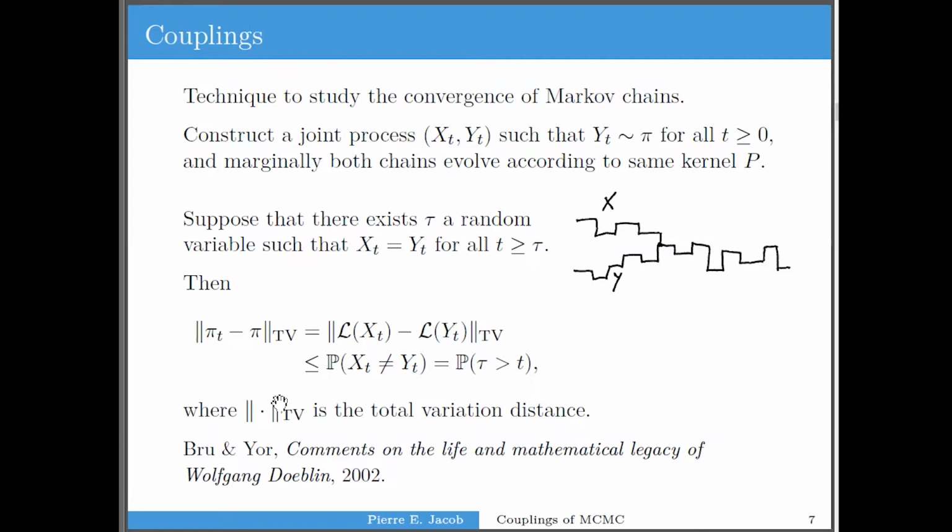And then in that case, the probability that xt is different from yt is exactly the same as saying that the meeting time will occur afterwards. Because once they meet, they stay together. So if they're different, it means they haven't met. And so that means that if you find a way of constructing chains that meet, and you can say something about the distribution of the meeting times, then you obtain an upper bound on the convergence of the chain. So that's really the key idea of the coupling method for Markov chains.